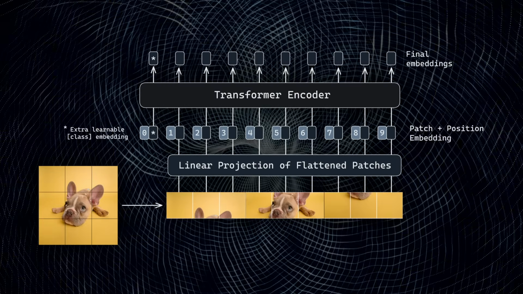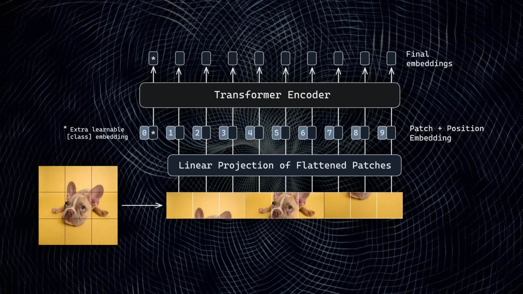Now, there are a lot of parallels between this process and what we see in language, and we'll relate to those where relevant. So after all of these steps, we have our patch embeddings, and we just process them in the exact same way that we would token embeddings with a language transformer. But let's dive into each one of these steps in a little more detail.